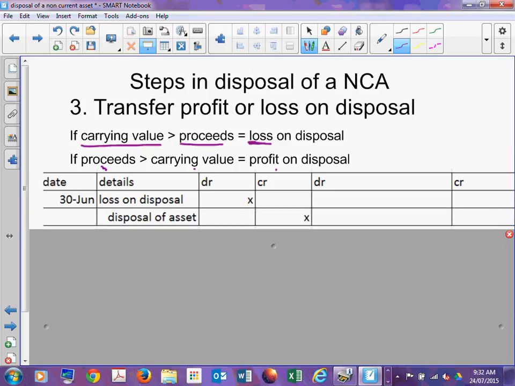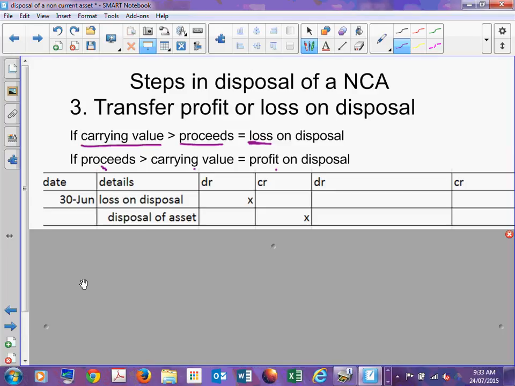Therefore, to get the disposal account to a zero balance when there was a loss, I would need to credit the account. Disposal asset, is that an asset account? The disposal asset is like a profit and loss summary account. It's a summary account that has both sides of the equation in there.